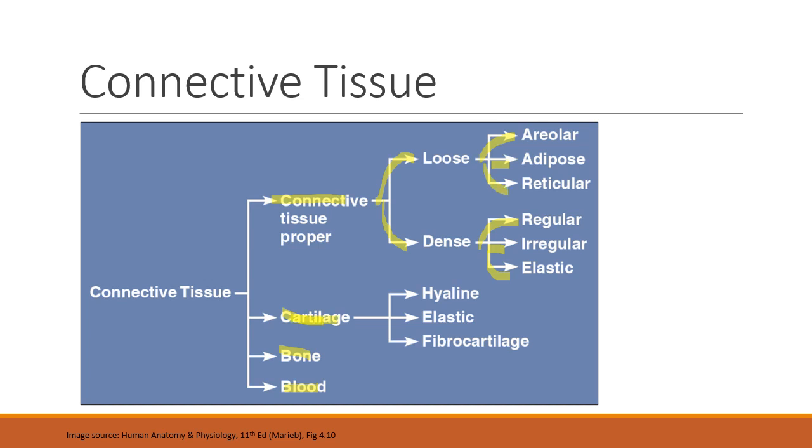When it comes to cartilage, there's three types: hyaline cartilage, elastic cartilage, and fibrocartilage. Now, over the next several slides, I'm going to show you examples of each of these connective tissues. I'm going to want you to be able to recognize not only these tissues, but where they might be located in the body.